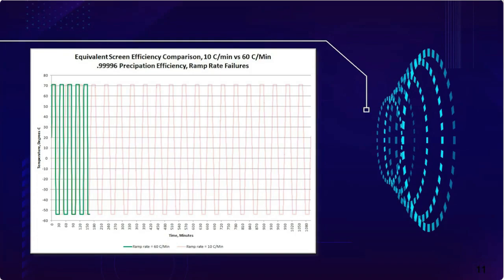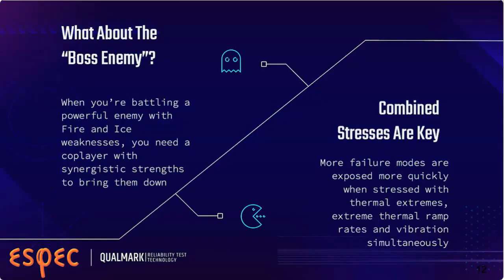Now, when you're gaming, you're going to run into that boss enemy, the very powerful enemy that's very difficult to bring down. If that particular enemy happens to have sensitivities or weaknesses to two different types of weapons, and you can work with a co-player with both of those weapons to bring it down, those weapons will have a synergistic effect, and you're able to bring down an enemy that you couldn't bring down with the individual weaponry.